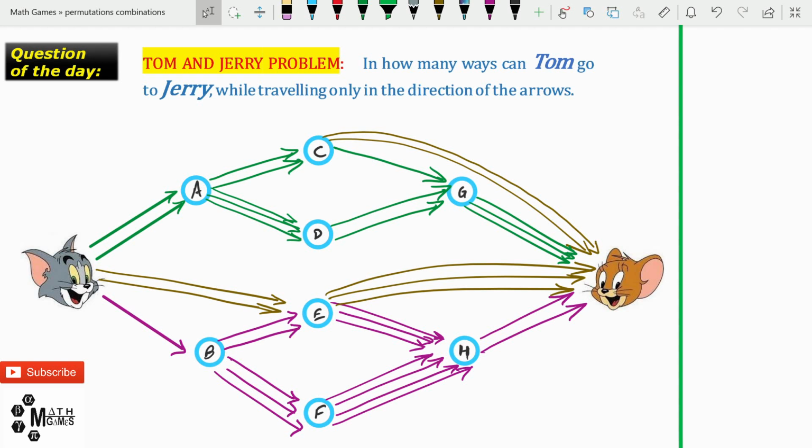The question of the day, I like to call this question the Tom and Jerry problem. In how many ways can Tom go to Jerry while traveling only in the direction of the arrows? If the arrow is in this direction, you cannot travel opposite to it. No, that is not allowed.